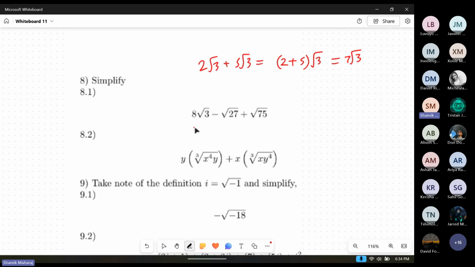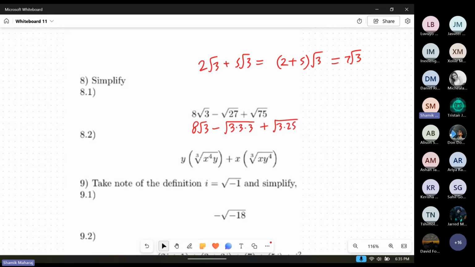Okay, so let's do that. Let's write this as 8 root 3 minus, but we need to keep a square root 3 somewhere. So let's write this as 3 times 3 times 3, all square root. Plus now, can 75 be rewritten somehow as 3 times something? 3 times 15? No, 3 times 25? Yeah, that will do it. So let's write this as 3 times 25. So that's the trick here.